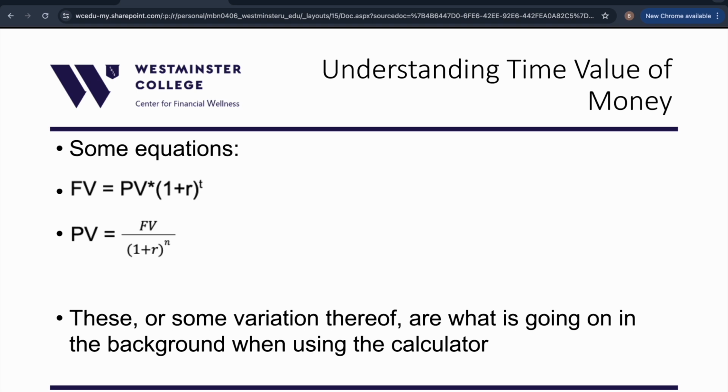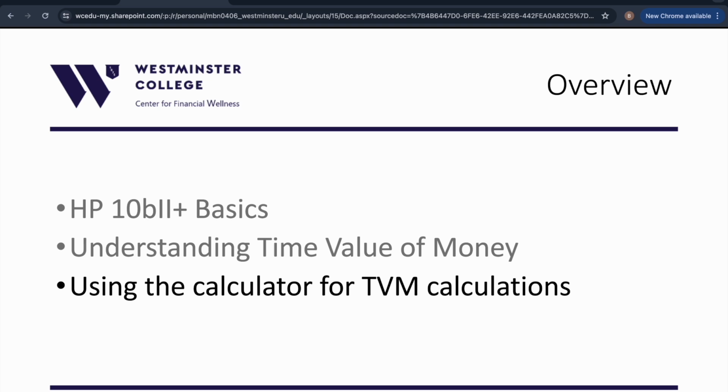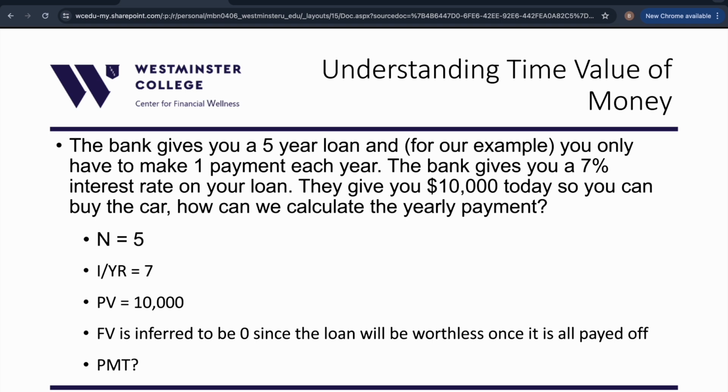So now let's go over using the calculator a little bit to do such calculations. The best way I think to do this is going to be to use a little bit of an example, and that way we can learn how to identify the different variables, and then we'll talk about how to enter them into the calculator. So for this example, we're going to suppose that a bank is giving us a car loan, and we're going to pull together the example that way. So the bank is going to give us a 5-year loan. And for our example, you only have to make 1 payment a year.